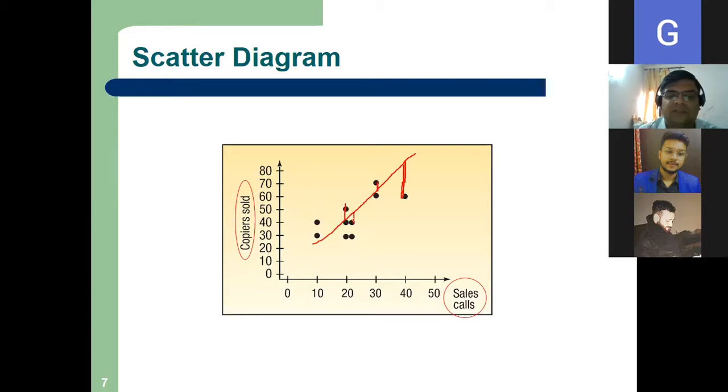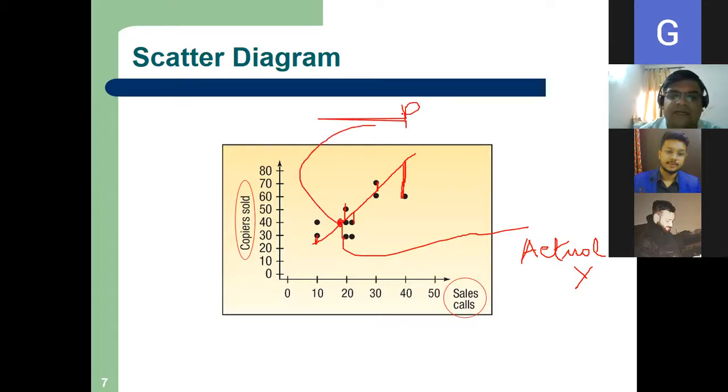Square of this distance, what distance? Between the actual y. This is actual y. These points are what? Actual y. I have actually plotted them. But what is this line? This point? See carefully in my slide. This is predicted y. I predicted this from the line. So this is my predicted y.